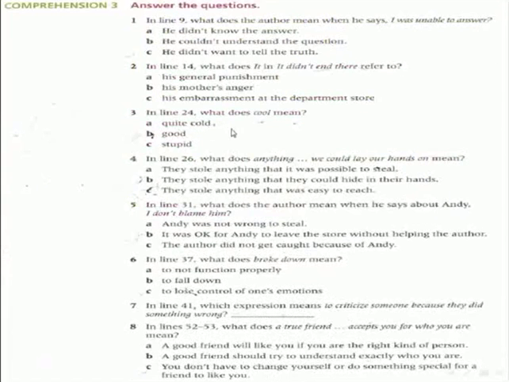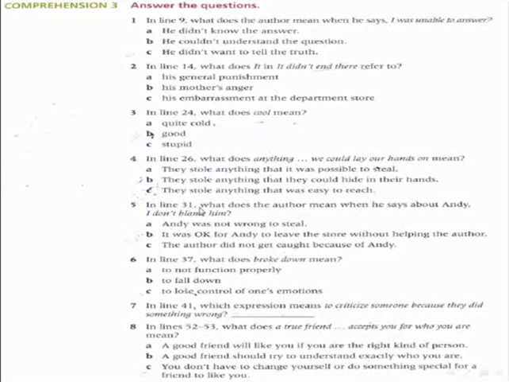Cool. What does it mean here? You have A or B or C. It's actually B. B, it means good. Informal. So cool here, it means good. In line 26, what does anything we could lay our hands on mean? Is it A, B, or C? Actually, it's A. It means they stole anything that it was possible to steal.